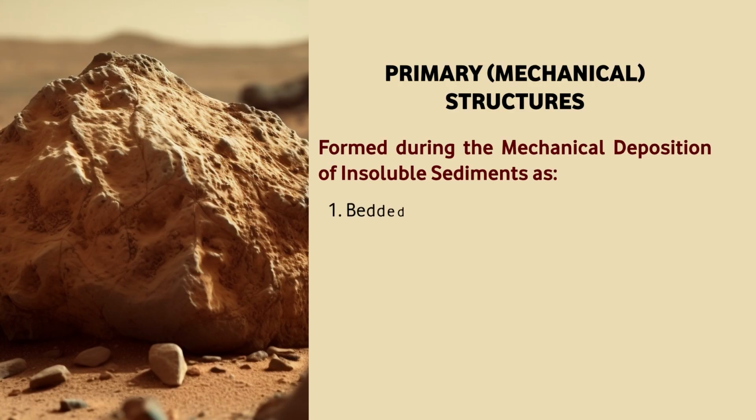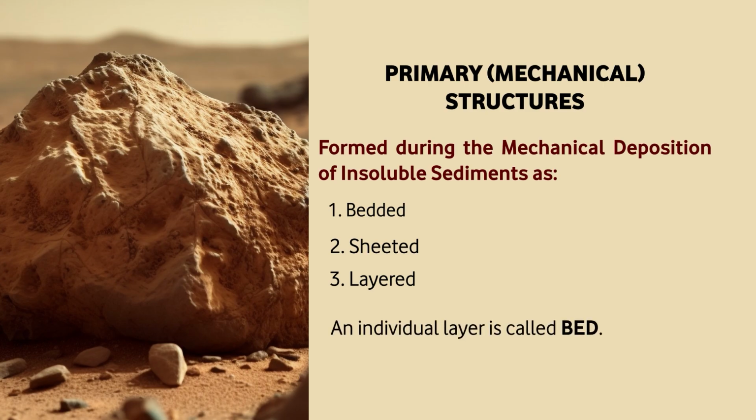Only the insoluble sediments are transported, and they form either beds, then you call it bedded, or they form sheets, then you call it sheeted, and if they form layers only, you call it layered. An individual layer is called a bed. Now, how are the beds formed? First, just to tell you how the beds are formed.